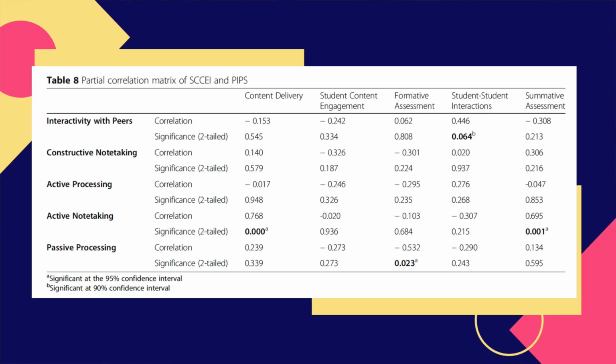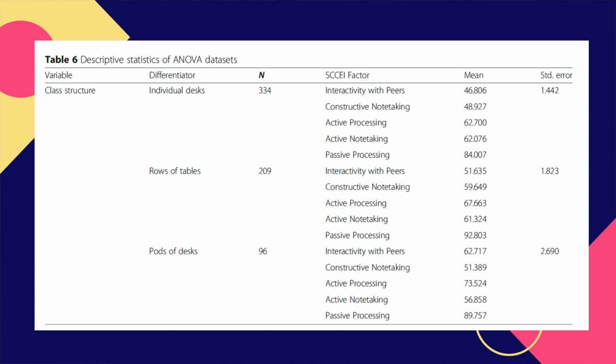Now, if we look at the data from the research, we can find that there in fact was correlations that are highlighted here on table 8. Now, this is a partial correlation matrix of the SCCEI and PIPS. In table 6, we see the descriptive statistics of Anova datasets. Now here we can see the differentiator, the variable, the SCCEI factor, the mean, and then the standard error.